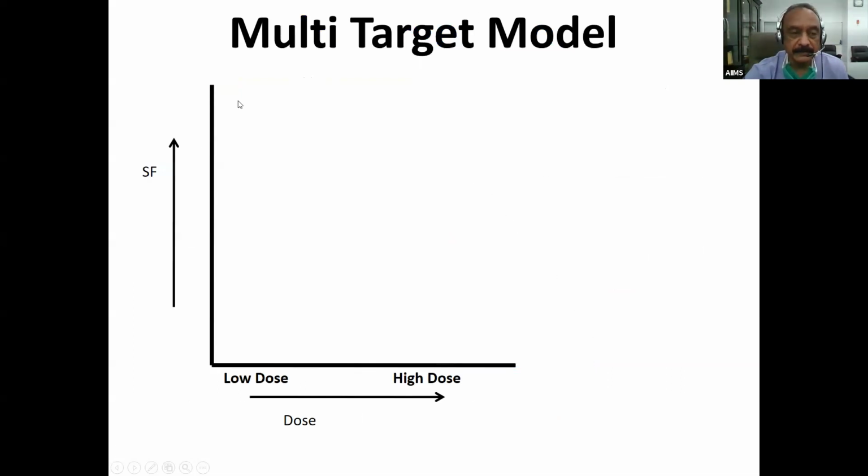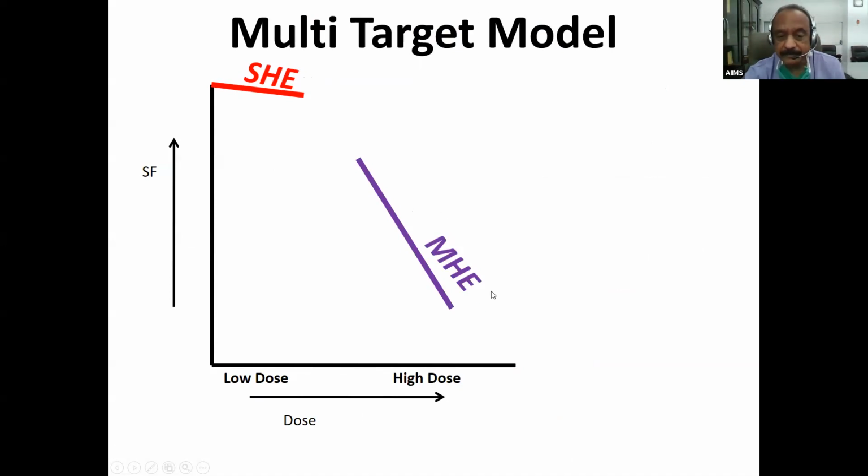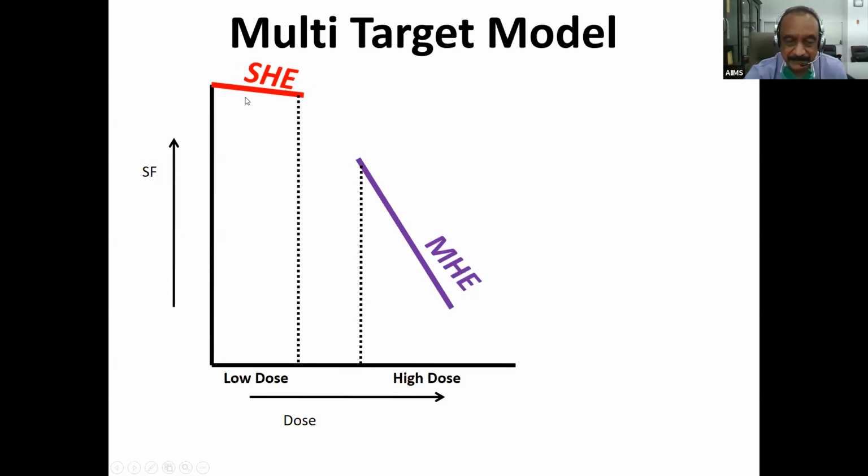In the multi-target model, if you look at the cell survival curve, in the low dose region the reduction in survival fraction is mainly due to cell kill by single hit events. In the high dose region, the reduction in survival fraction is mainly by cell kill by multiple hit events, and the contribution by single hit events in this region is relatively very small. Now the question is, what happens between these two dose regions? Initially, when you start in the low dose region, it is mainly the single hit event.